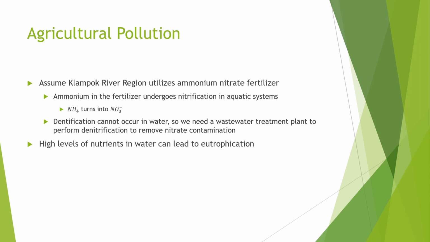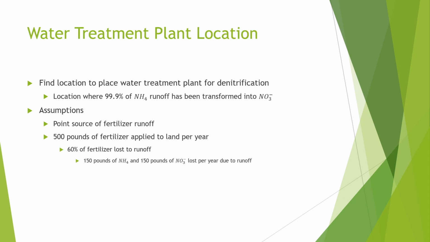The potential consequence of runoff discharging into water sources is that of eutrophication. Eutrophication is the excessive disposal of nutrients that causes a body of water to suffer from the lack of oxygen. Since eutrophication could be an issue for the Clampock River, we want to see where a wastewater treatment plant should be placed in order to prevent fertilizer accumulation in the river.